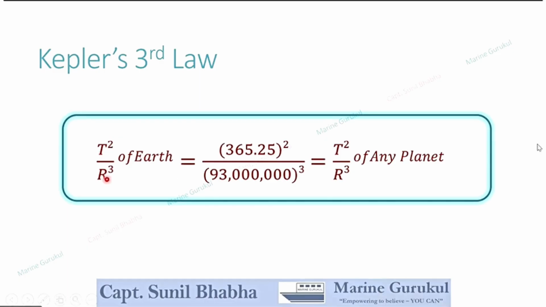So T squared upon R cubed of Earth converts to 365.25 squared divided by (93 into 10 raised to power 6) cubed. How was it now, beta? Sir, now okay, sir. Okay, all right.